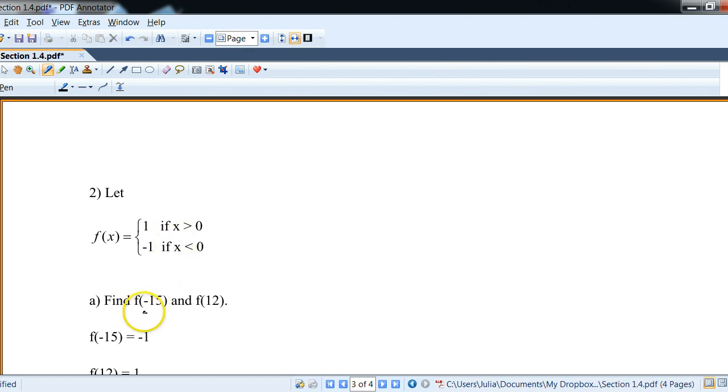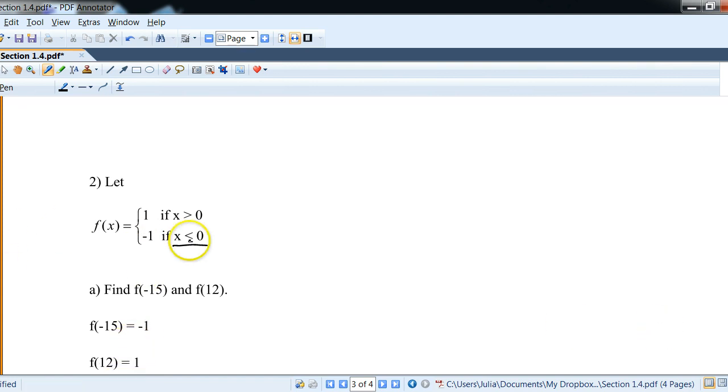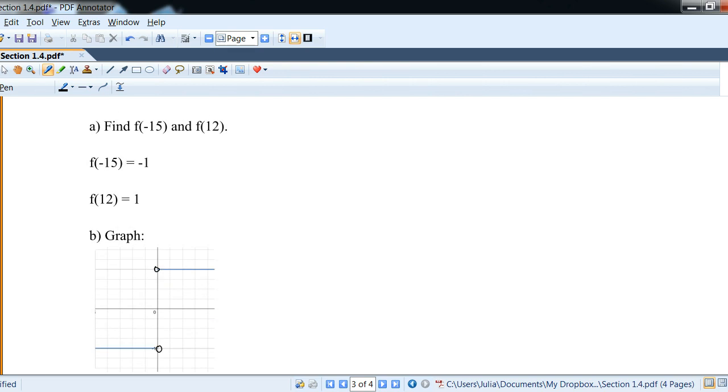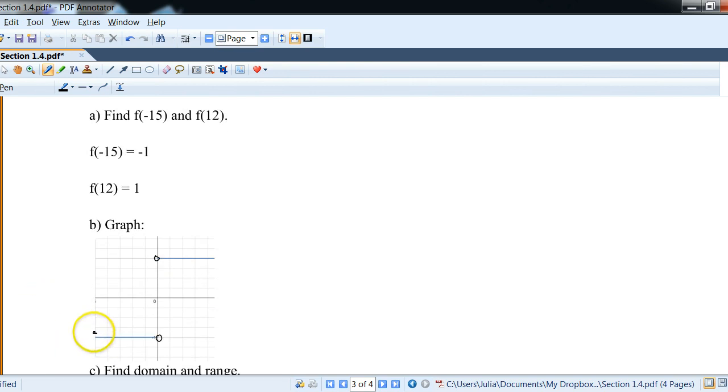So how do we find the y values? f of negative 15 and f of 12. Well, same idea. f of negative 15 is less than 0, so the y value would be negative 1. f of 12, on the other hand, is greater than 0, so the y value would be 1. So it's only two possibilities, except for x equals 0. So how does the graph look? If x is less than 0, it's basically constant negative 1 going to the left. If x is greater than 0, it's positive 1 going to the right. Again, it's hard to see, but this is actually negative 1 and this is 1.